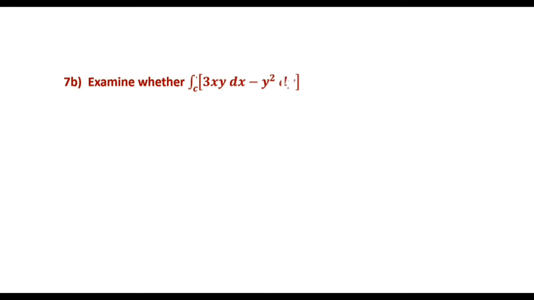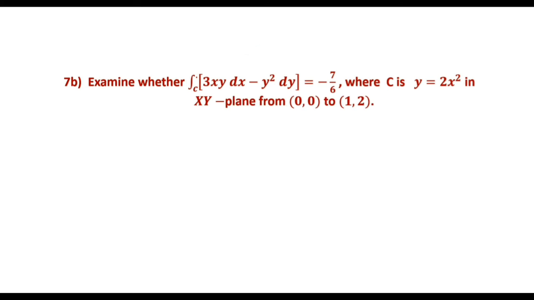Now examine whether this is minus 1 by 6, where C is a curve in the xy plane moving from the point (0, 0) to (1, 2). Here we have the curve y equals 2x square, which implies that dy equals 4x dx, and based on the points, x lies between 0 and 1.